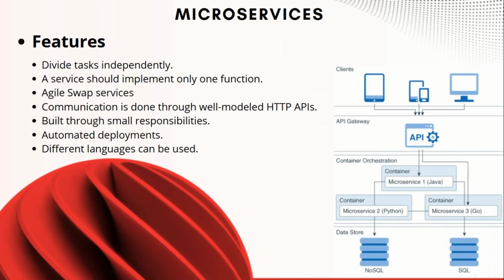And the features of microservices. Divide tasks independently. A service should implement only one function. Communication is done through well-modeled HTTP APIs, built with small responsibilities, with automated deployments, and different languages can be used.